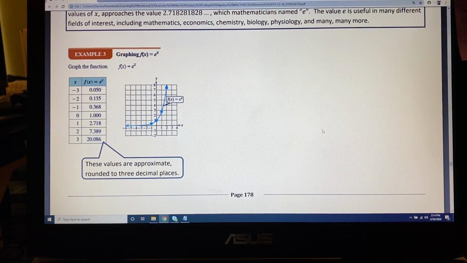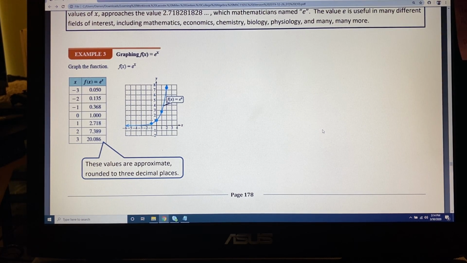Example 3. Graphing f of x equals e to the x power. Graph the function. What we're going to do here is replace x with various values, place those in our calculator to get decimal approximations, and then plot those points. Let's start out with -3. We're going to put x equals -3 into our equation, and use our calculators to evaluate e to the -3 power.